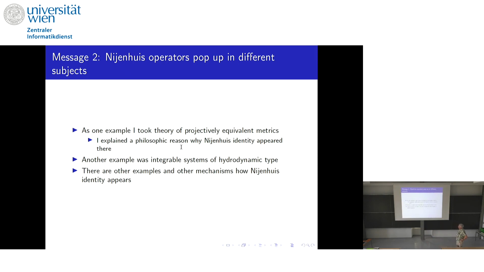So in my lectures, I took in the first two projective geometries, and I explained the philosophical reason why the Nijenhuis identity appears there. So why the statement of Poninsky, that it is the simplest, the only quadratic relation kind of, implies that it must appear. Another example was analysis of hydrodynamic type. There are also other examples and other mechanisms by which the Nijenhuis identity appears.